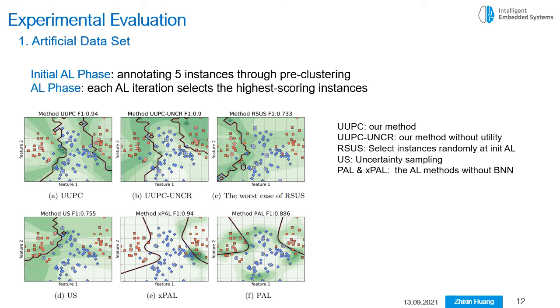Uncertainty sampling only has 1 decision boundary on the left side, which lacks exploration. UUPC's initially selected instances are located in the 5 cluster centers, which represent the whole data space. Selecting the most representative instances helps the Bayesian neural network estimate reliable uncertainty at the beginning. In this experiment, our method has the highest F1 score compared with other deep active learning strategies.